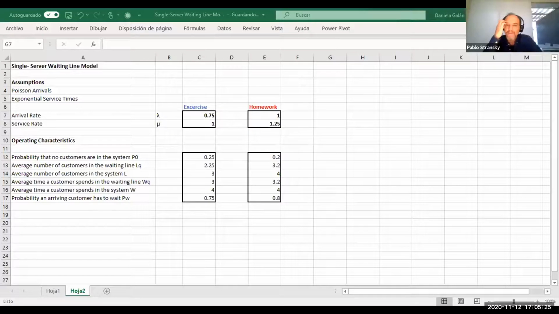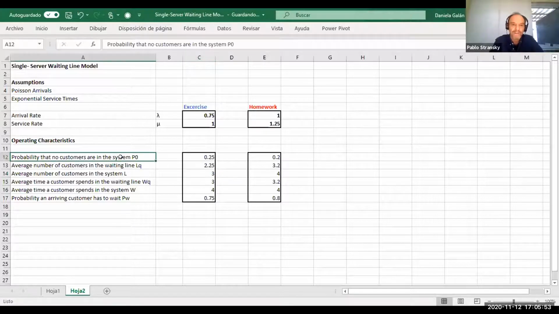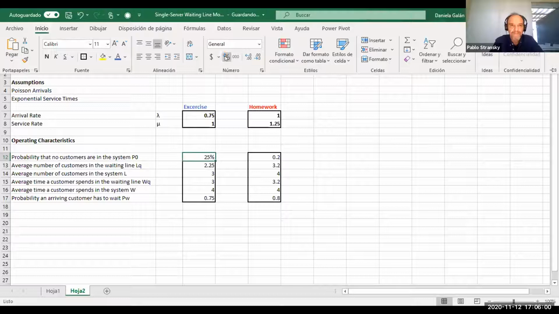Three. There's something wrong in the average time a customer spends in the waiting line. No, that's 3, that's repeated, no? For the first case, the original one, I got that the probability that no customers are in the system is 25%. That's correct. Give it percentage format, please, where it says 0.25.